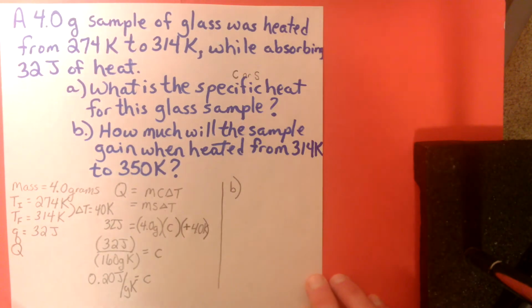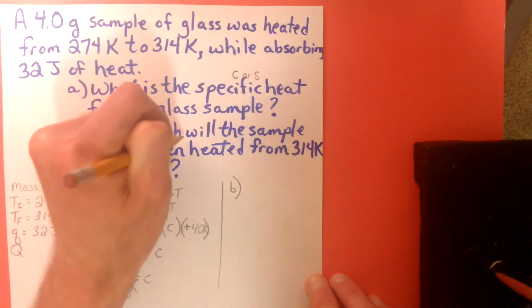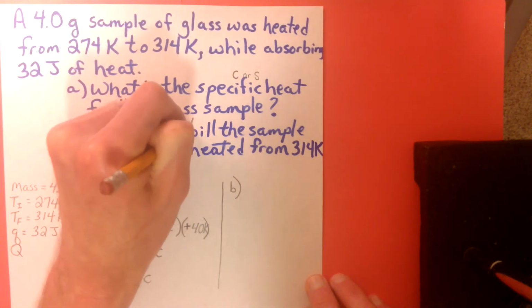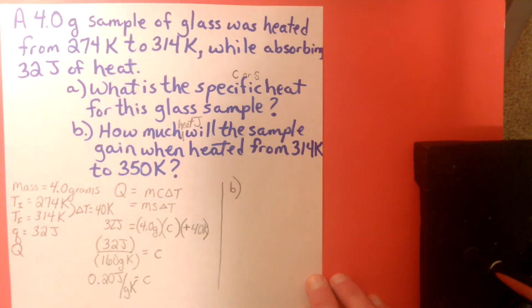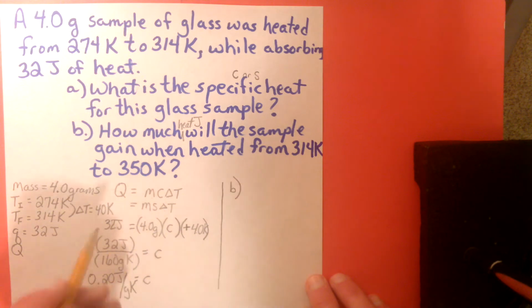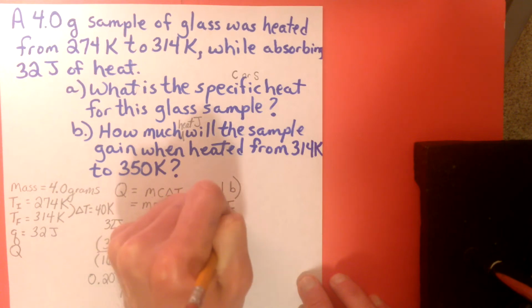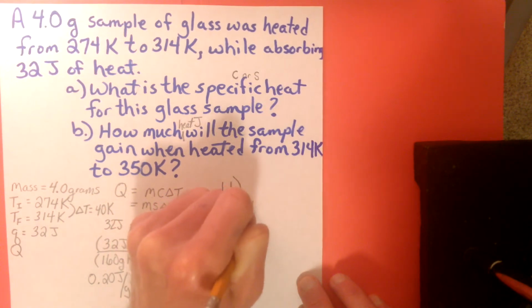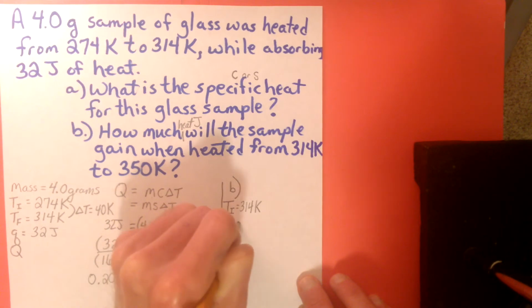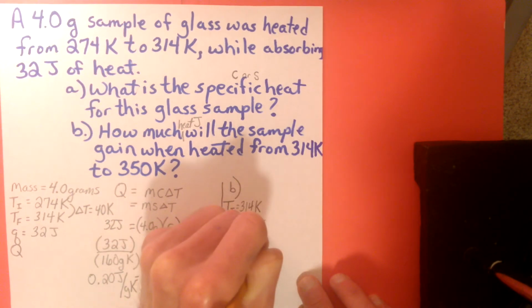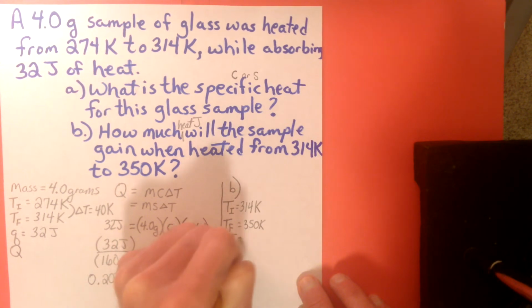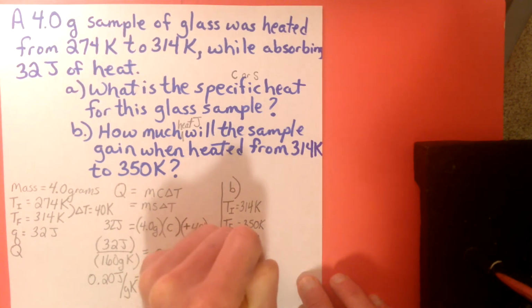Okay, now let's try part B. Part B says, how much heat will the sample gain when heated from 314 to 350 Kelvin? So how many joules will this sample gain when it's heated from 314 to 350 Kelvin? Again, let's start by writing our variables. We have an initial temperature of 314 Kelvin. We have a final temperature of 350 Kelvin. So our change in temperature is an increase, a positive 36 Kelvin.